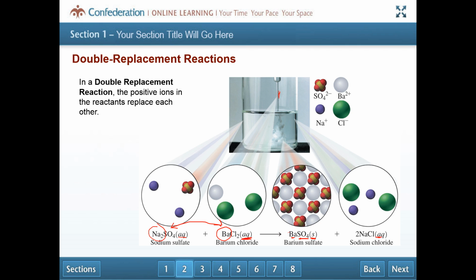Okay, and now the sodium is with the chloride, so it's switched. Okay, so that's where the double replacement happens. You've got two things and they're switching places, and then you've got two new compounds formed. Okay, so that's a pretty interesting one, and we're going to look at that more closely in the next module.